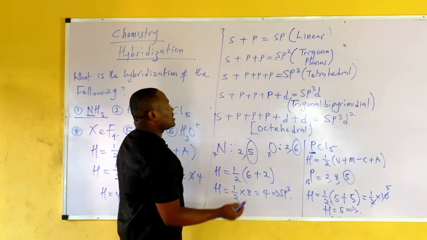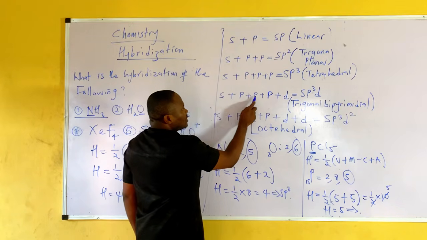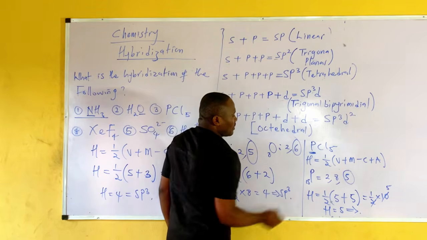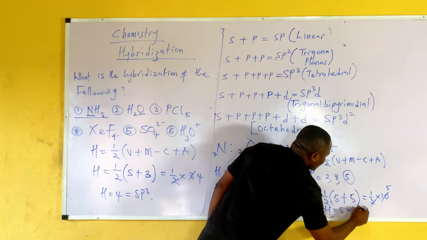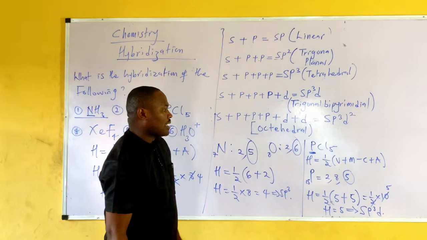So if hybridization equals 5, what would that be? Let's see that. 1, 2, 3, 4. No. 1, 2, 3, 4, 5. So if hybridization equals 5, what's the hybridization? It is sp3d. So that's what we have for this.